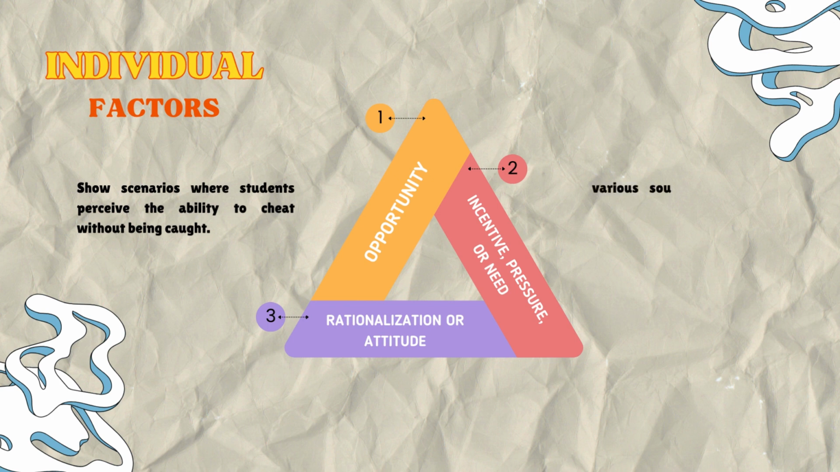Next, for the incentive pressure or need, it presents various sources of pressure or incentive. For example, parents, peers, or desire for success. And lastly, for rationalization or attitude, it shows that students rationalize cheating. For example, they justify it as acceptable behavior.